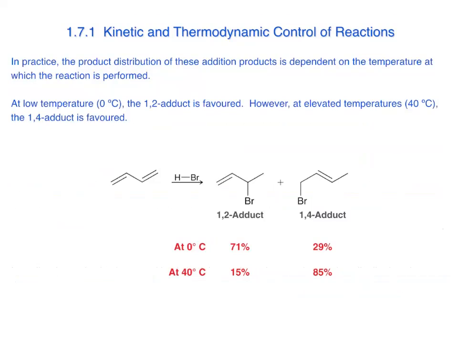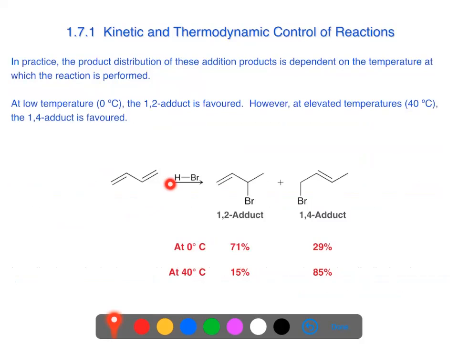So in practice, the product distribution of addition reactions, for example, is dependent on the temperature at which the reaction is performed. You may recall from organic chemistry that if we have a diene in the presence of a hydrogen halide, we will form two products. We'll form the 1,2 addition product, which is referred to as the 1,2 adduct, and the 1,4 addition product, which is referred to as the 1,4 adduct.